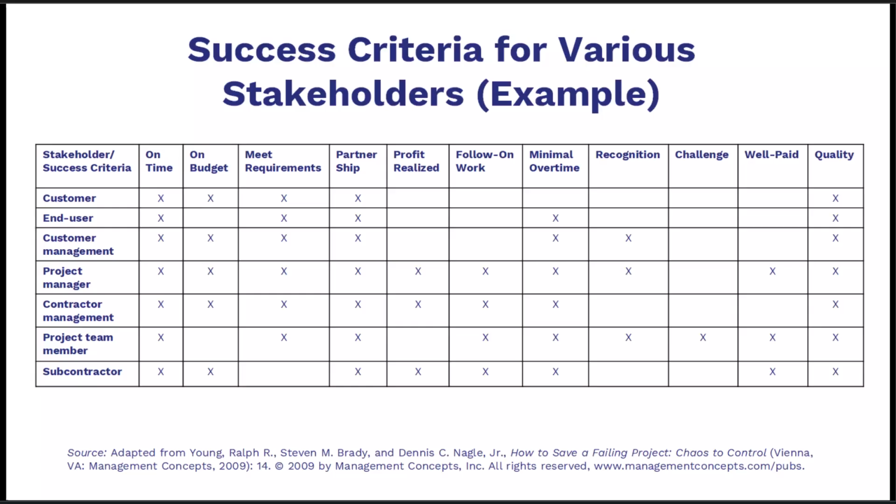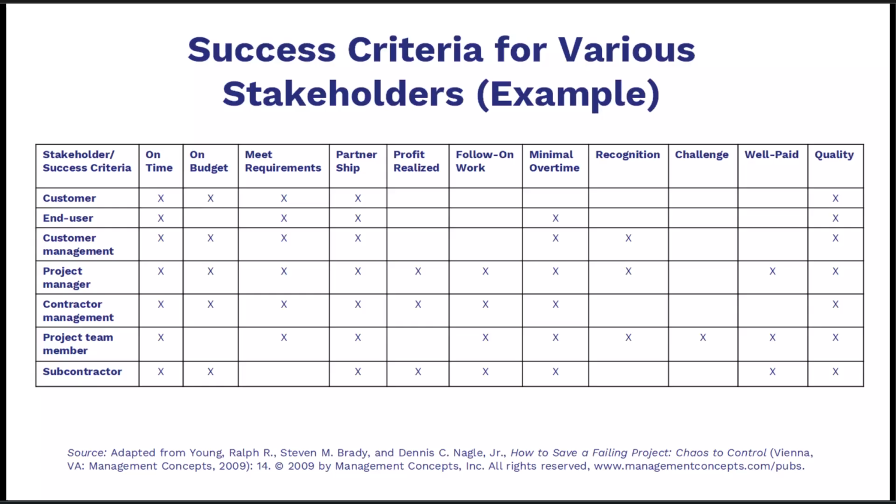Project managers span nearly every criterion: time, cost, scope, quality, recognition, team sustainability, because they balance the whole system. Contractor management and subcontractors value profit, well-paid work, predictable schedules, and repeat business. Project team members prize quality, learning challenge, recognition, fair pay, and minimal overtime.